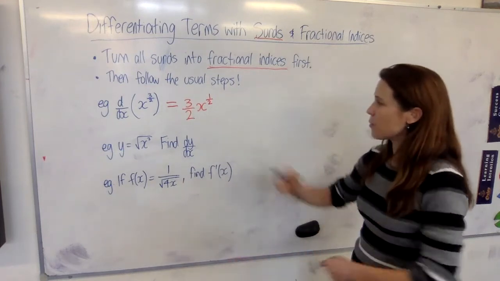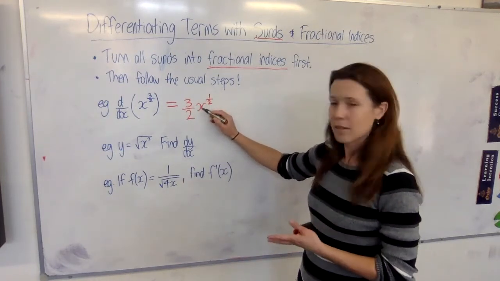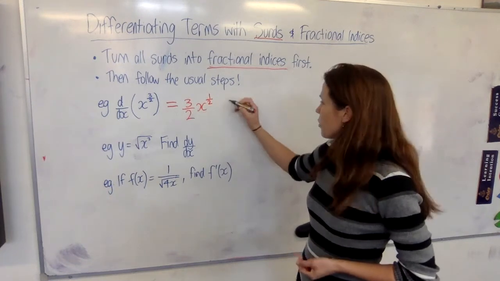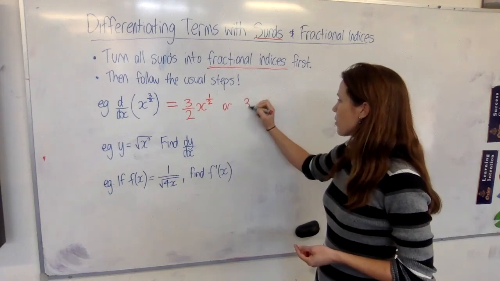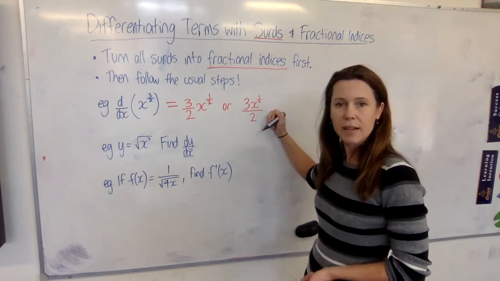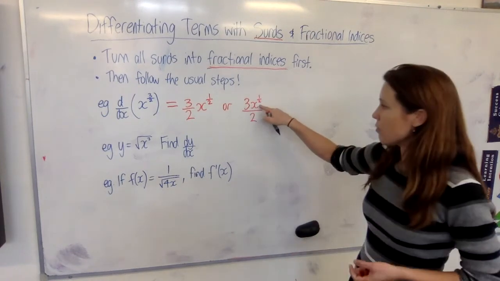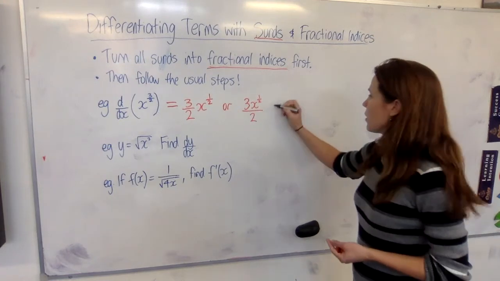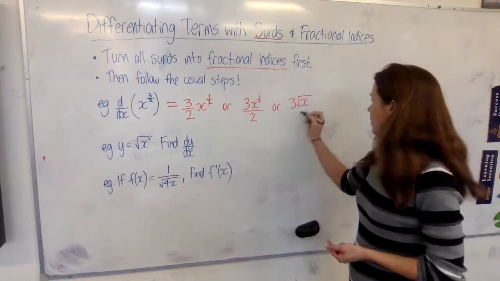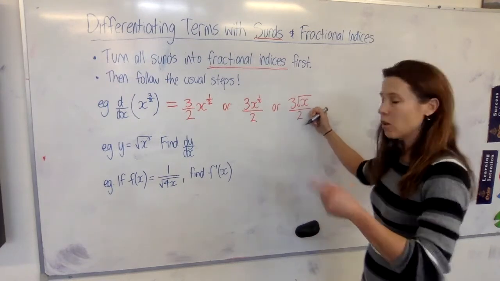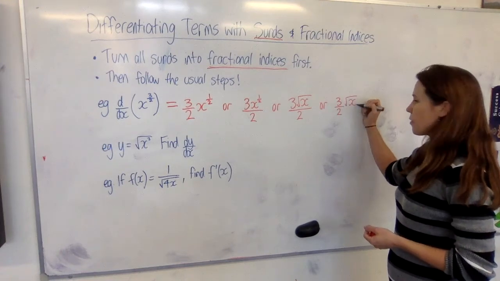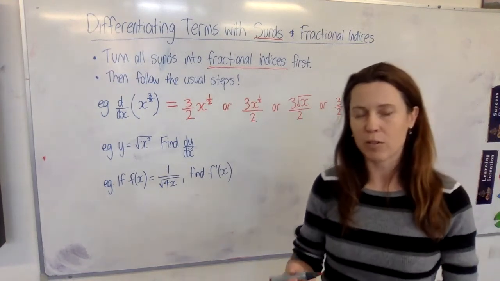Now, don't forget there's a bunch of ways that you could make this answer appear. You could have the 3/2 out the front. You could also write it with 3x to the power of half all over 2. That's the exact same thing. You could also convert x to the power of half back into being the square root of x all over 2. Or you could write it as 3 over 2 times the square root of x. Any of those answers would be marked correct.